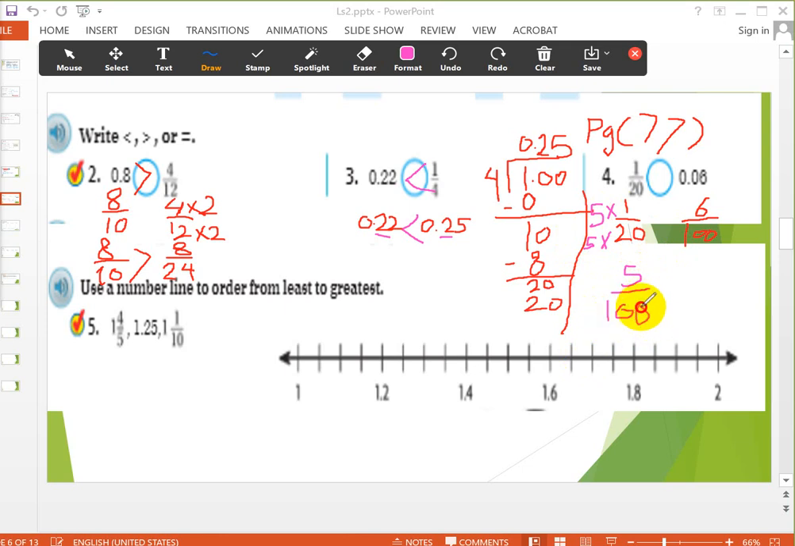Okay? Now, can I compare between two numbers? Look, 6 over 100 and 5 over 100. I have the same denominator. The strategy told me that when you have the same denominator, you will compare between numerators. Okay? That's mean compare between 5 and 6. Which one is the greater? Which one? 6 greater than 5. That's mean the symbol goes to this direction, and that's mean this is the greater number. Okay?